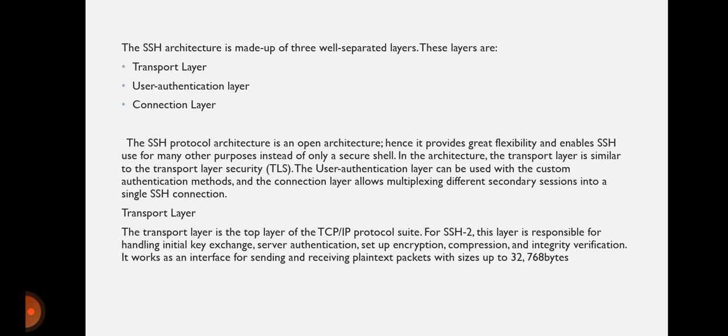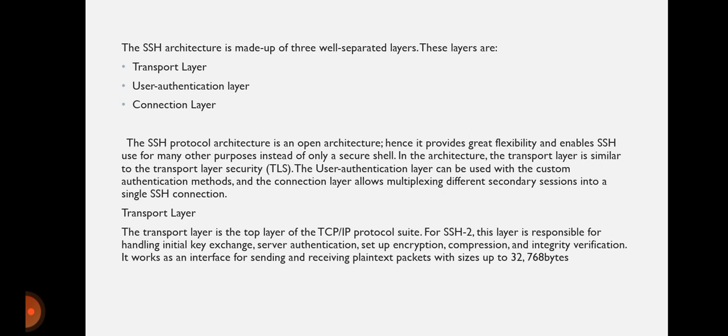The SSH architecture is made of 3 layers: first, the transport layer; second, the user authentication layer; third, the connection layer. The SSH protocol is an open architecture. It provides great flexibility, and SSH can be used for other purposes instead of a secure shell. In the SSH architecture, the transport layer is similar to Transport Layer Security. The user authentication layer can be used with custom authentication methods, and the connection layer allows multiplexing of different secondary sessions on a single SSH connection.